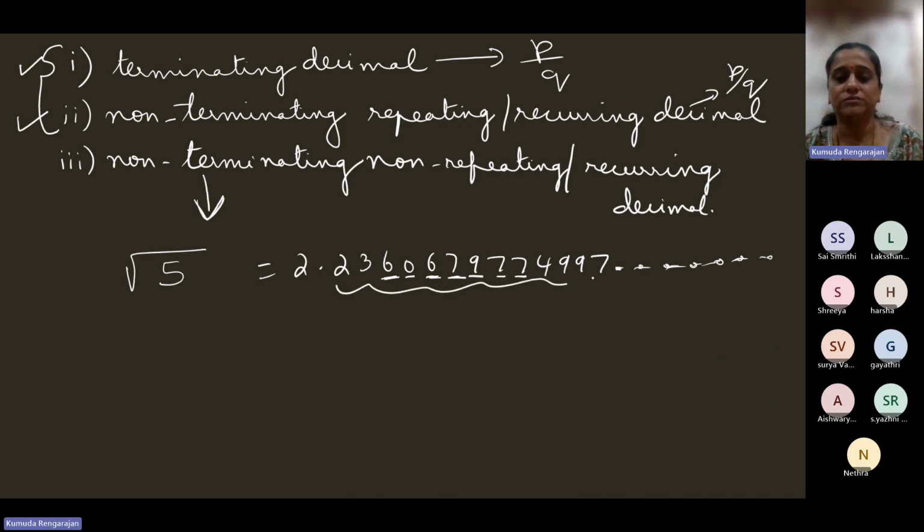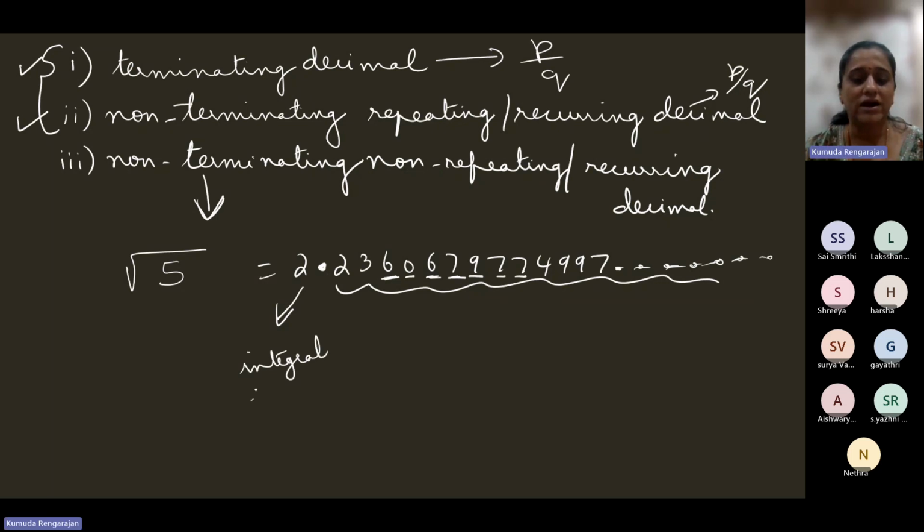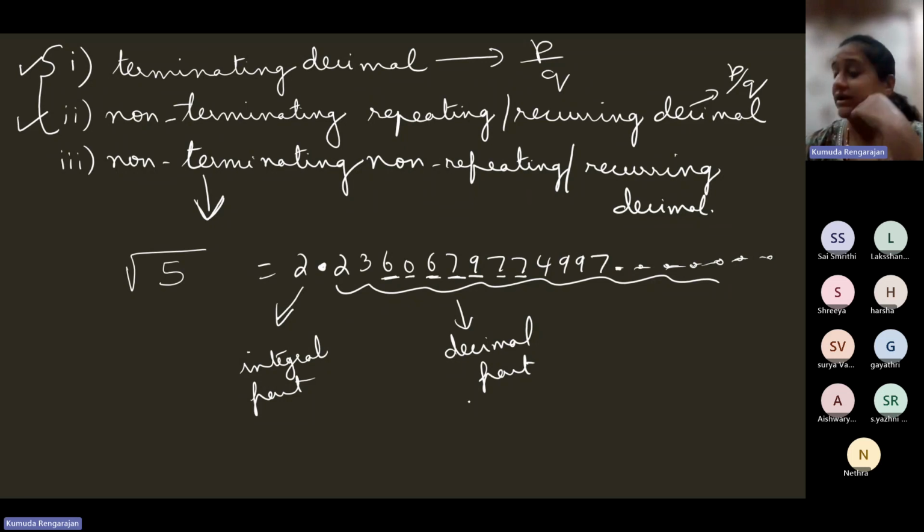This is the decimal portion. This is the integral part. What you see before the decimal point is called the integral part. This is the decimal point. And this one is the decimal part. So in the decimal part, you will not find a digit or a set of digits repeating themselves, and hence non-repeating or non-recurring. And it's non-terminating because it goes on and on.